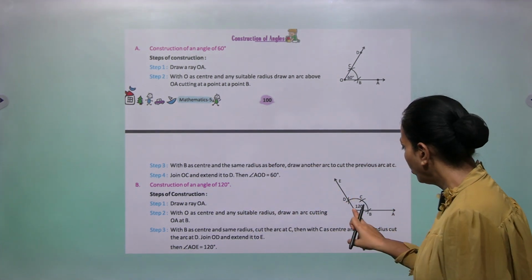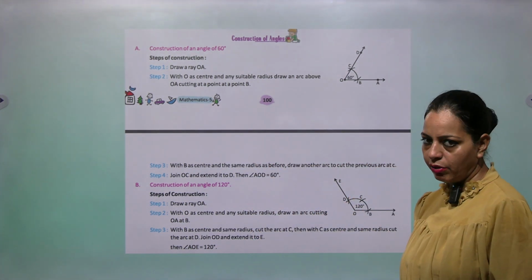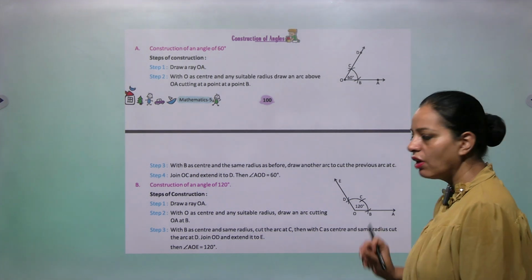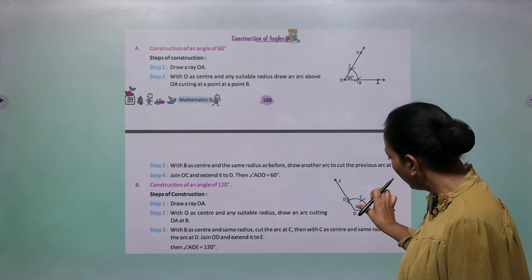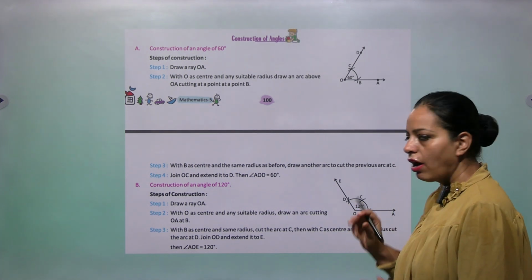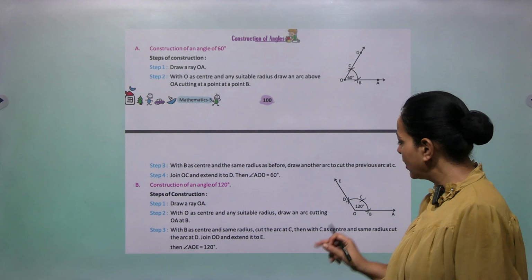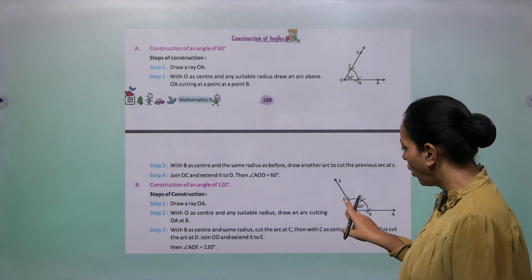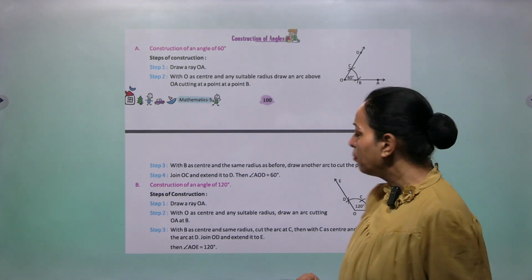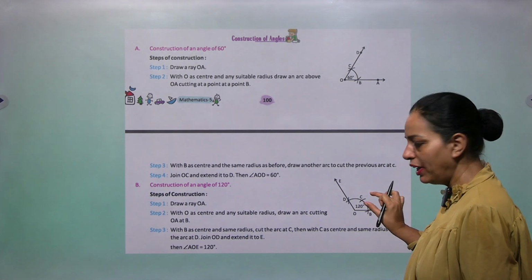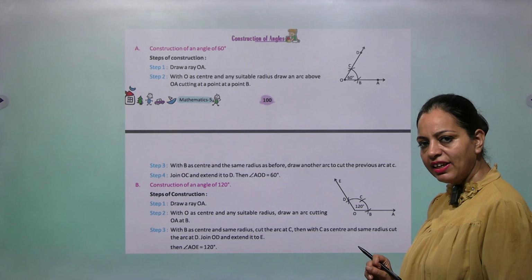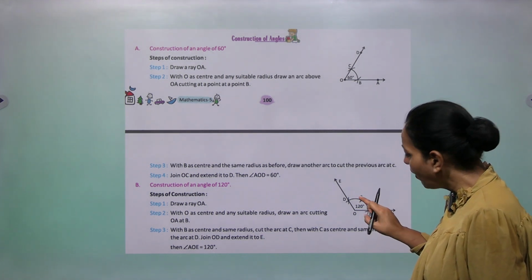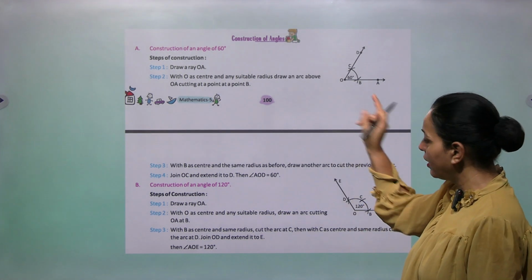तो सेम यू विल ड्रॉ अ रे OA. आपने ड्रॉ की एक रे, O इज द वर्टेक्स. सेम स्टेप 60 वाला, आपने O को सेंटर लेके आपने कंपास ओपन की, सुटेबल रेडियस की, उसको ड्रॉ की, ड्रॉ अ सेमी सर्कल यू कैन से. B को सेंटर लेके हमने सेम रेडियस, ड्रॉ एन आर्क, let it be point C. ये हमारी जो आर्क है C वाली, ये 60 है जो हमने अभी किया था.